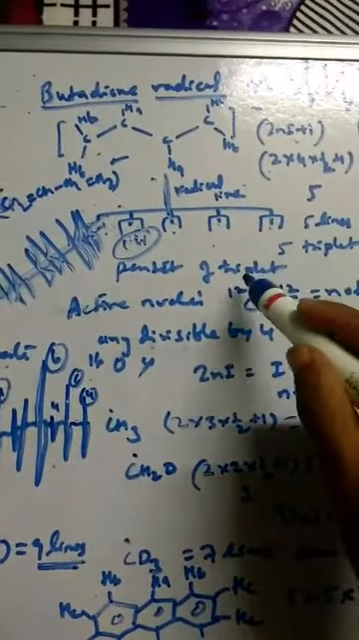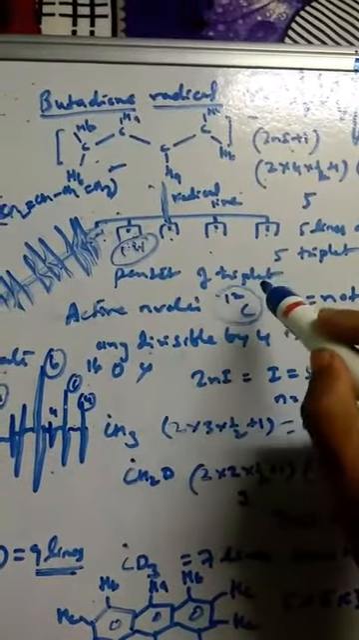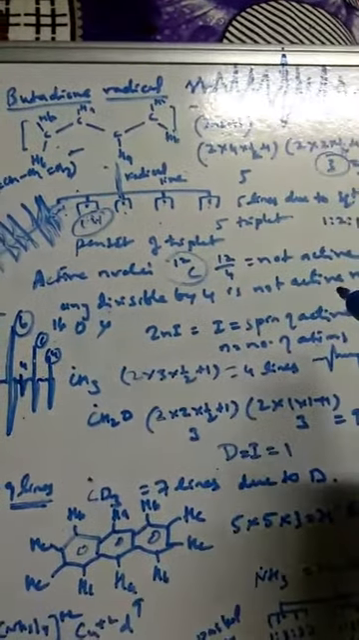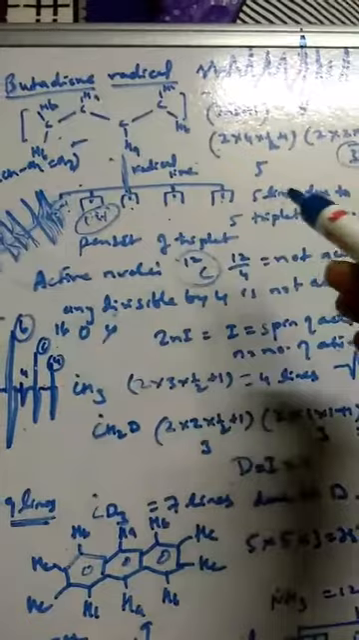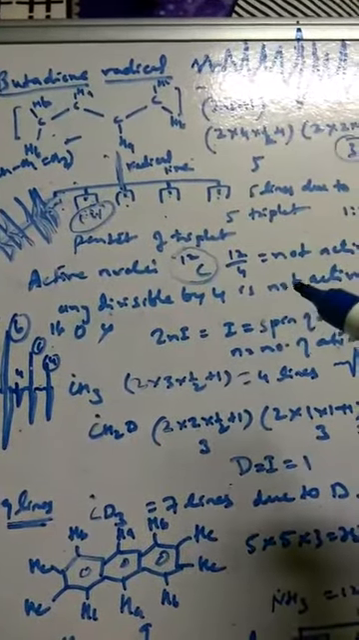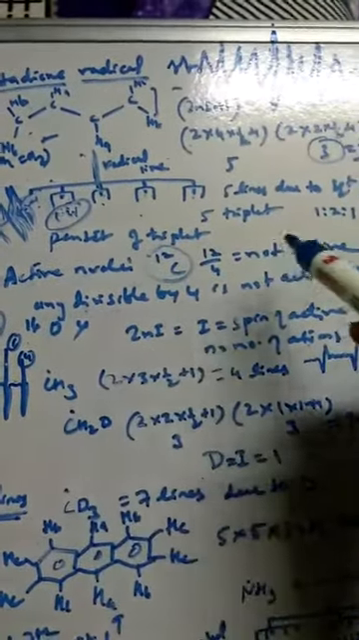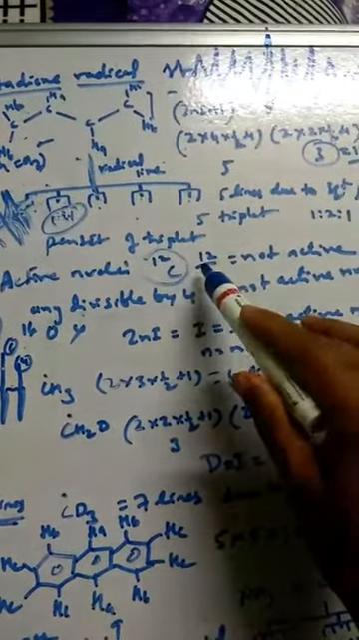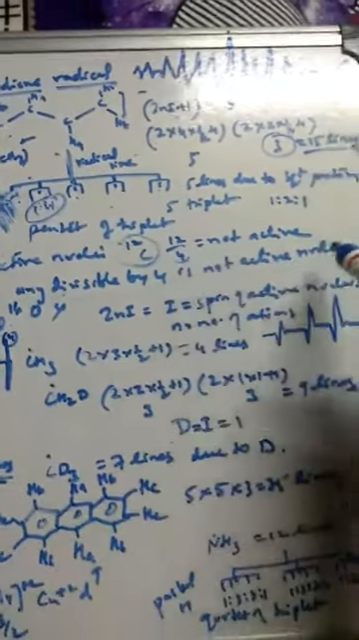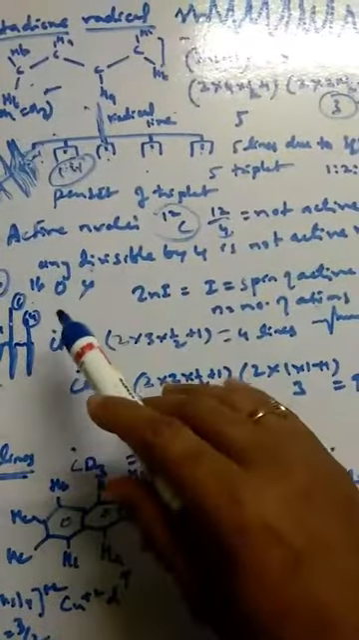EPR or ESR. Now you may think of carbon 12 here, or you can think of oxygen 16. They are not active nuclei, because any nucleus whose mass number is divisible by 4 is not active, so it is not going to interact or show EPR. Carbon 12 is divisible by 4, so it is not active. So carbon 12 or oxygen 16 is not going to show EPR or ESR.